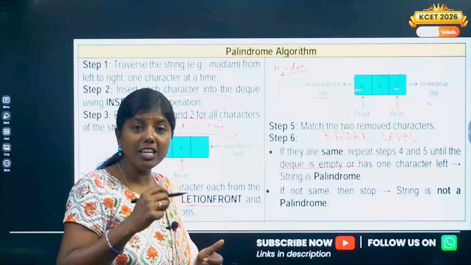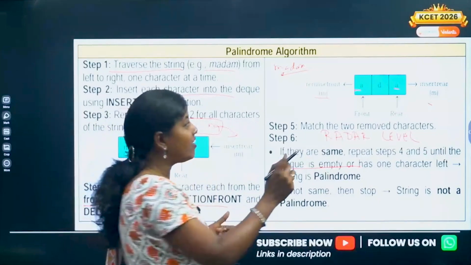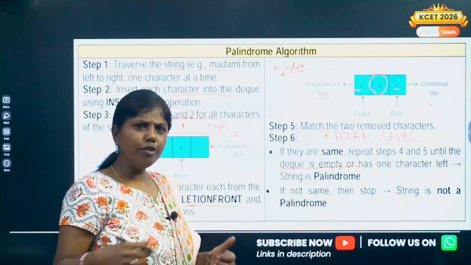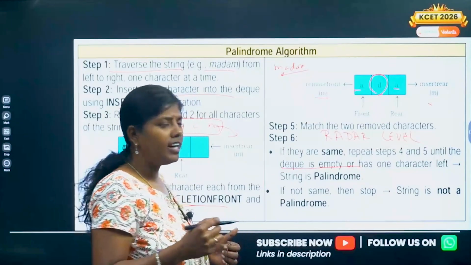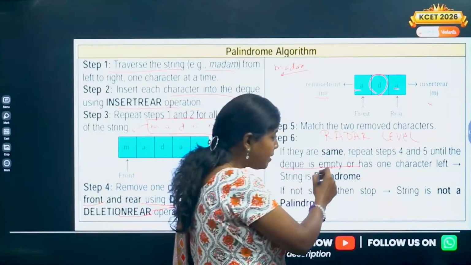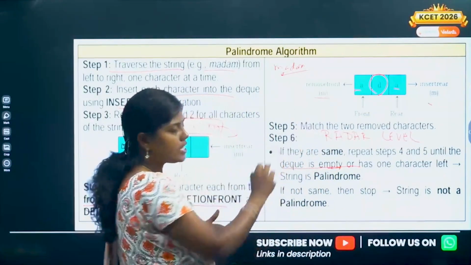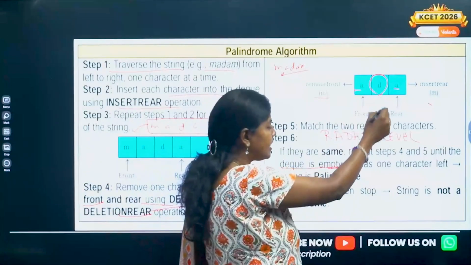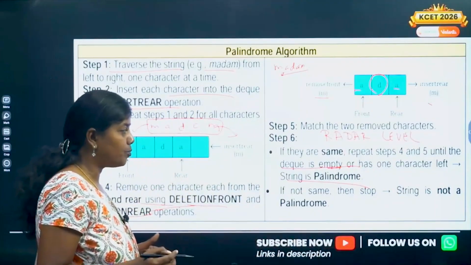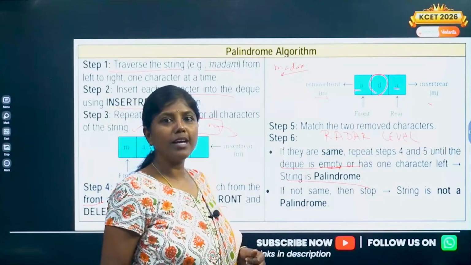Until the deque is empty, for an even number of characters, or for an odd number of characters in this case, wherein I am left with only a single character. If, for example, I have some 6-letter word, then I'll not be left with any other character, right? So the deque can be empty if all the characters match. Everything is matching, M and M, A and A, or it's just left with one character. That means the string is a palindrome. If not, you can just say the string is not a palindrome. As simple as that. Clear?